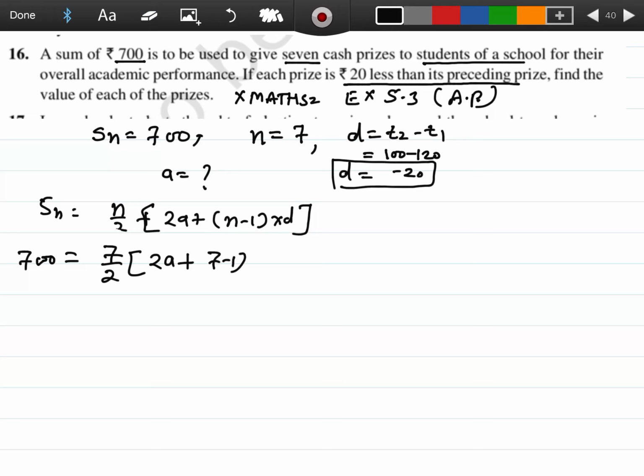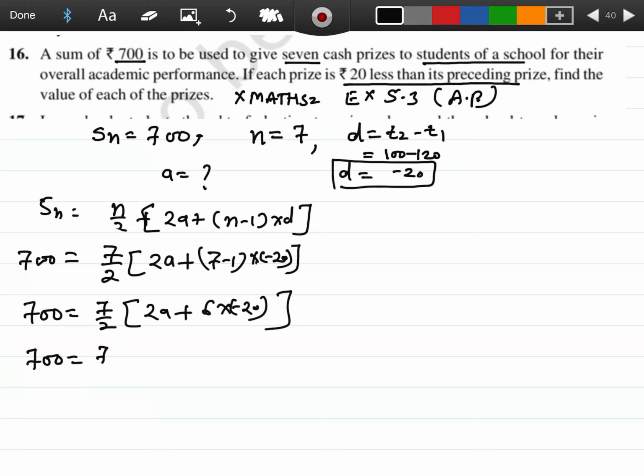Now simply we'll put the values. 700 is equal to n by 2, n is 7 here, 7 by 2 into 2a plus 7 minus 1 into d. That is 700 is equal to 7 by 2 into 2a plus 6 into d. What is the value of d here? d is minus 20. So in place of d we have to write minus 20. Now 700 is equal to 7 by 2 into 2a plus 6 into minus 20.